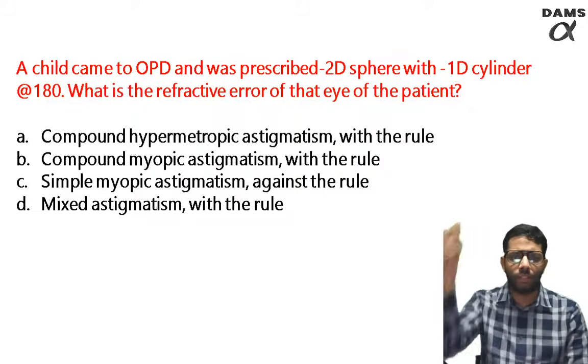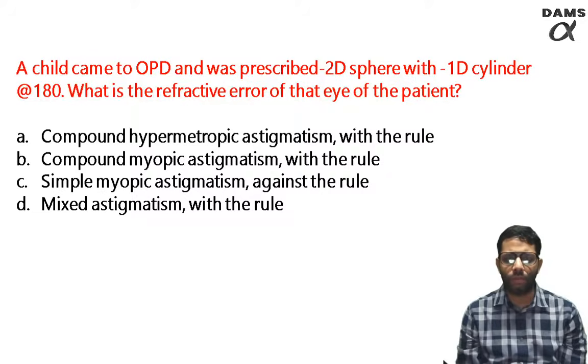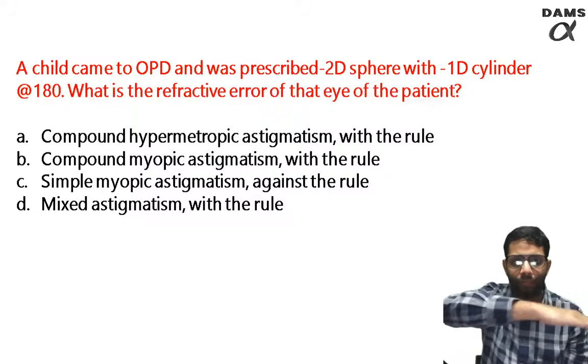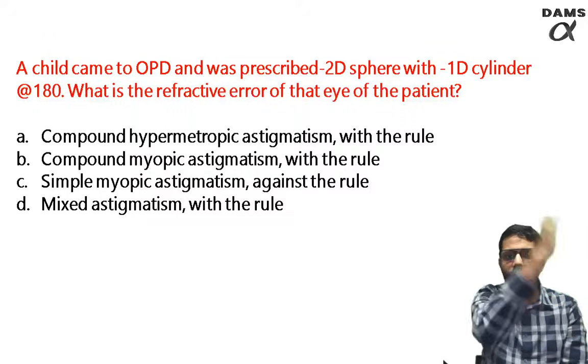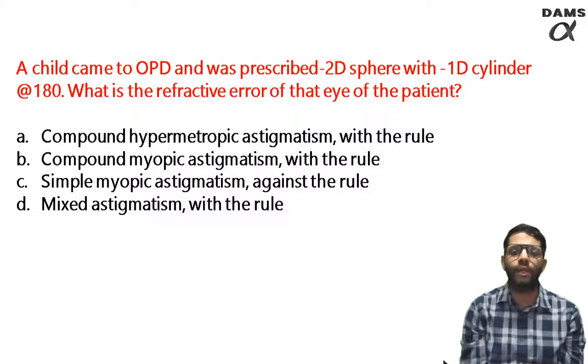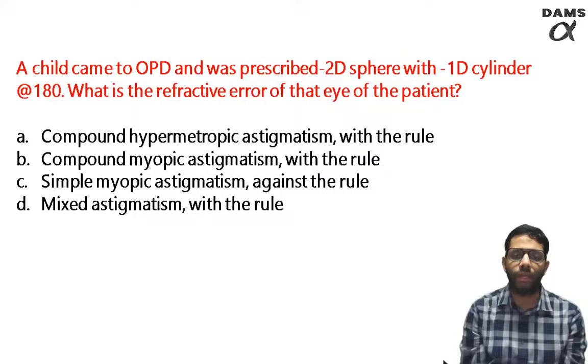-2 spherical means it is working in all the axes. We have two axes, vertical and horizontal, so -2 is working in both. And -1 cylinder at 180 means it is kept at 180. But the cylinder property is that when it is kept at 180, it always works 90 degrees to where it is kept. So vertical becomes -3, horizontal -2.